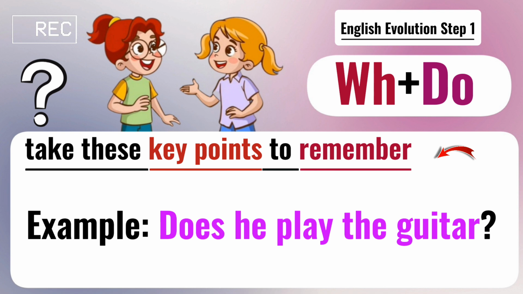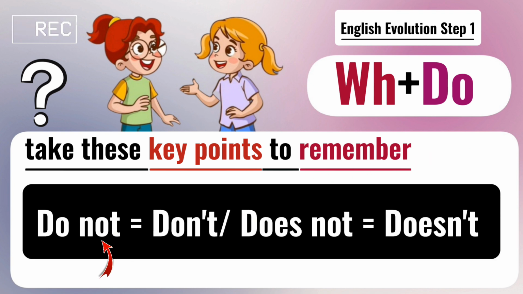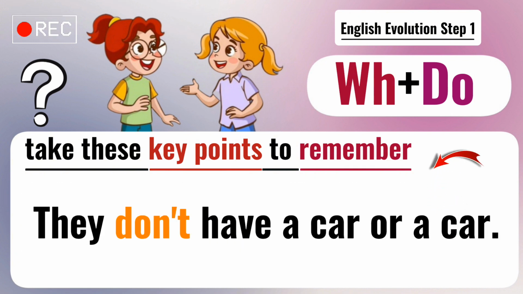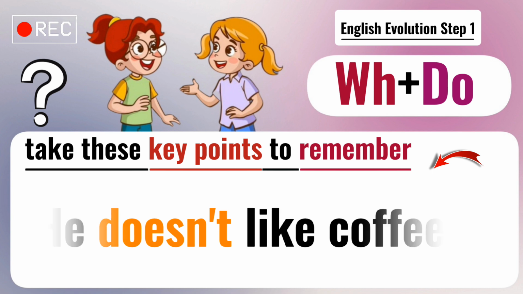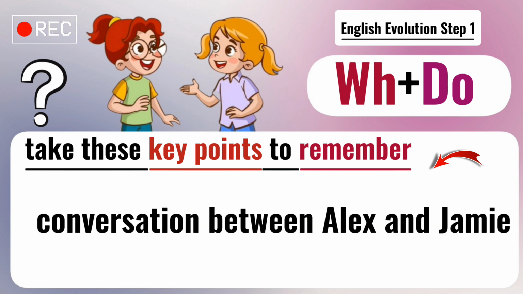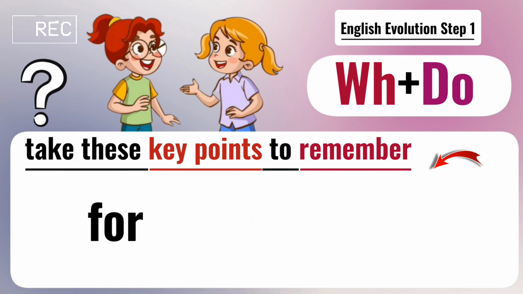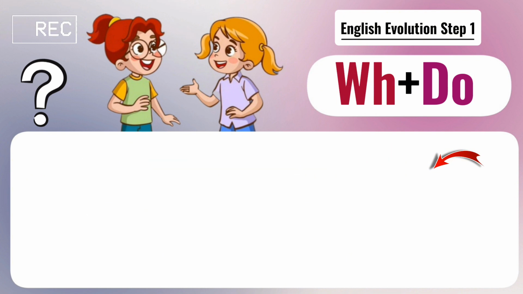In negative sentences, do not can be contracted to don't and does not to doesn't. Example, they don't have a car. He doesn't like coffee. Here is a simple conversation between Alex and Jamie for practicing do.